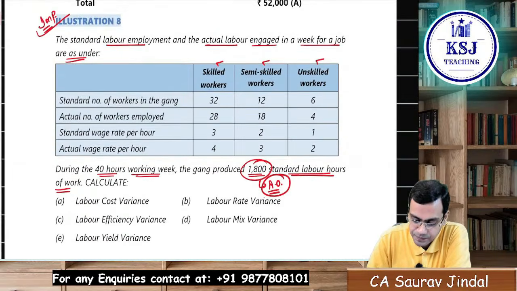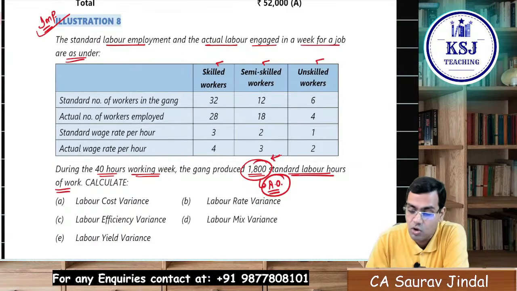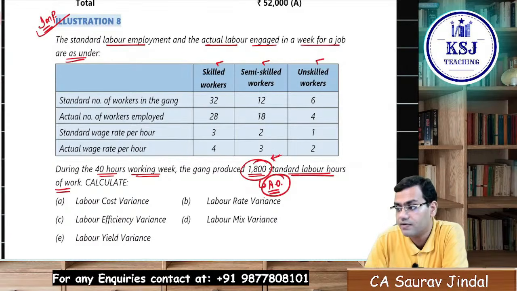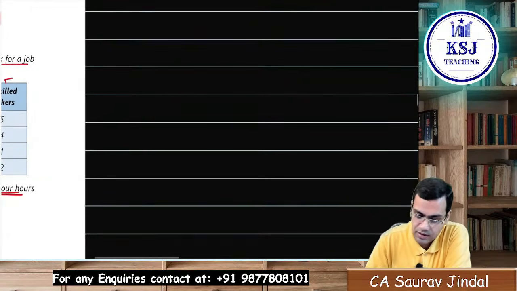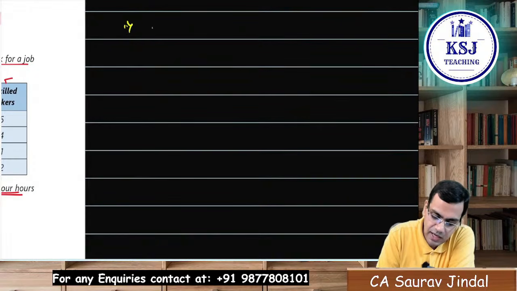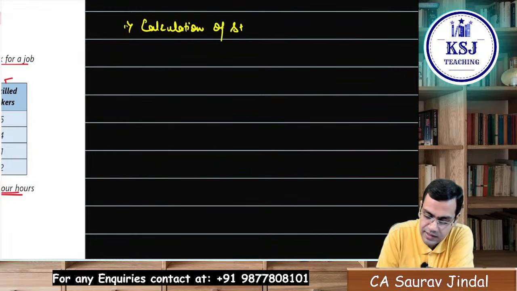Sir, the first thing, standard hours for actual output, we need to calculate what is the standard hours for actual output for all the 3 different types of workers. How we will calculate it? Good evening, Joydev. How we will calculate, sir? First we will calculate what is the standard output. The first thing here will be calculation of standard output. What is the standard output?